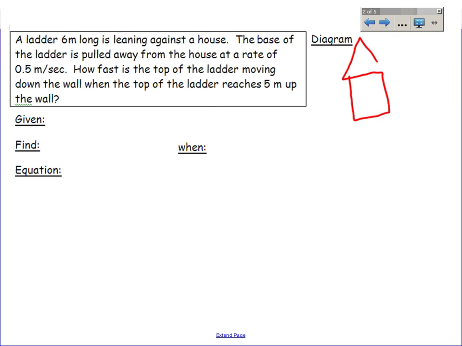Here's our house. And what we have, let's change some colors, is a ladder that is leaning against a house. And what we know is that that ladder is 6 meters, so that is one thing that is given to us. We also know that the ladder is being pulled away from the house, so the ladder is going to form a right triangle with the house.